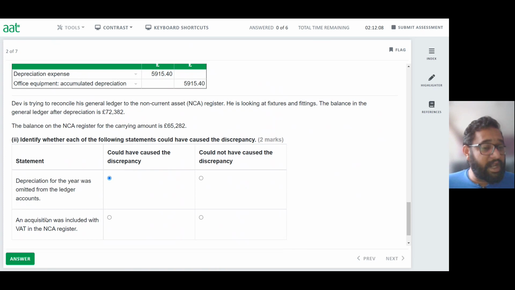The next one is an acquisition was included with VAT on the NCA register. So if you have something registered on the NCA, but VAT was added on, what could be the carrying amount for that? It is going to be higher, isn't it? If that is higher, there is absolutely nothing wrong with that. But then again, it will not be higher than what's in your books. Your books will show a lower amount than your NCA. So therefore, this could not have caused the discrepancy.